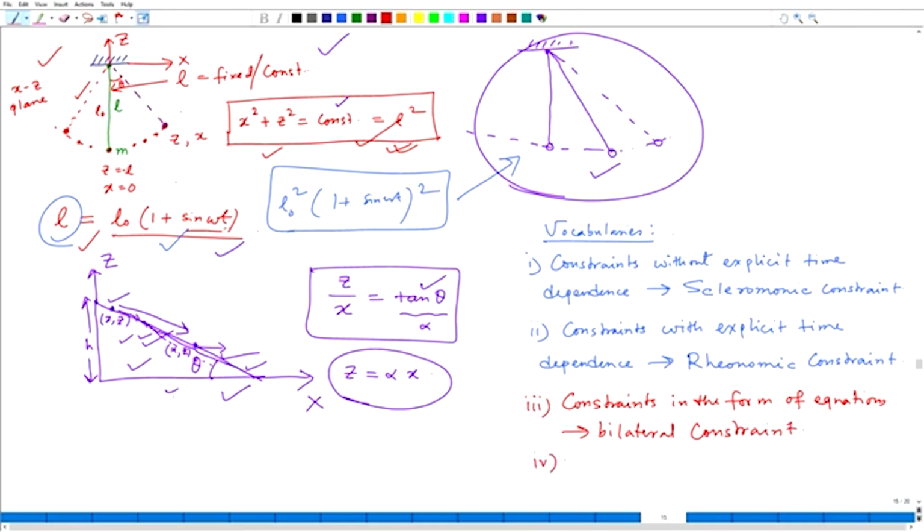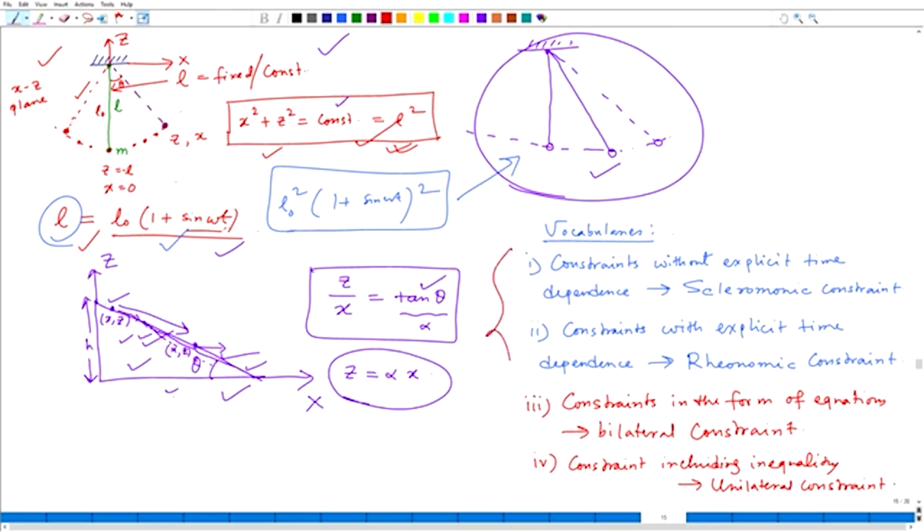Now, if the constraint is in the form of an inequality, or has a mixture of equality and inequality, in both cases the constraint including inequality is a unilateral constraint.